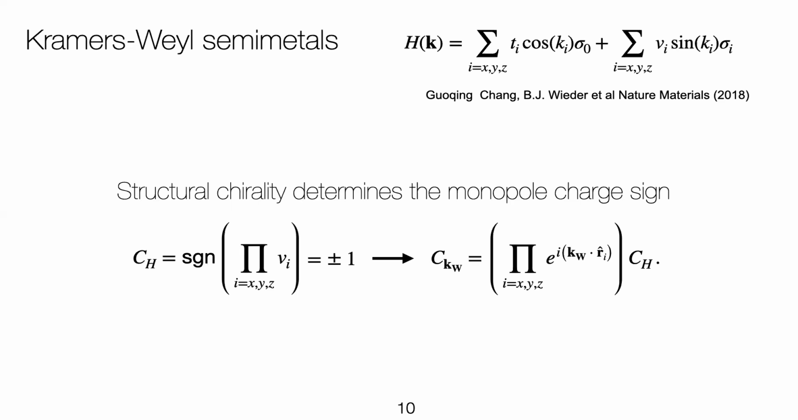So this means that if one of the v_i is negative and the two others are positive, then I have what I would call a left-handed chirality, meaning that my monopole will have a charge of minus 1. And if the product is positive, I will have a right-handed one, and this will influence the charge of the monopole. So the charge of the monopole and the structural chirality are really linked to each other. And that's something really important to keep in mind.